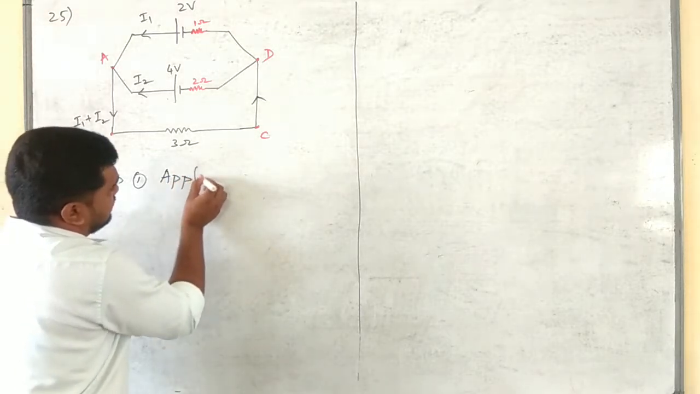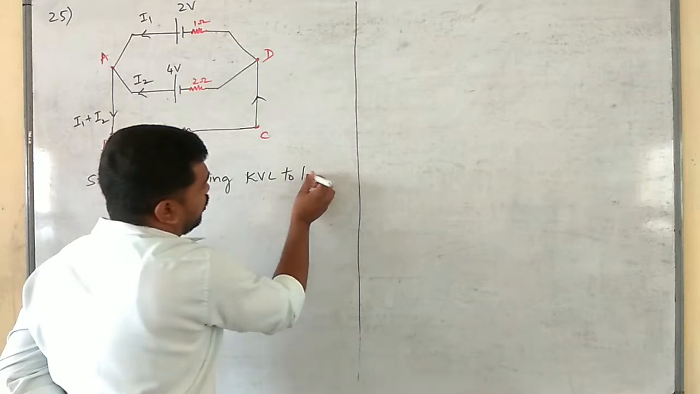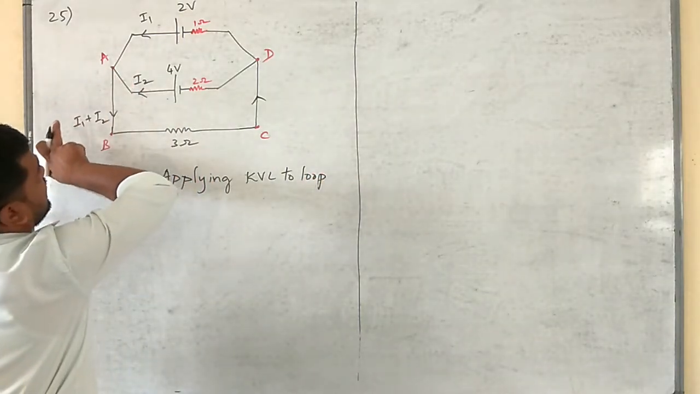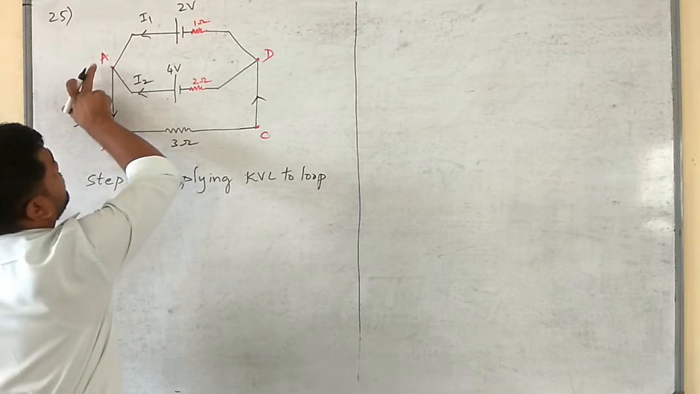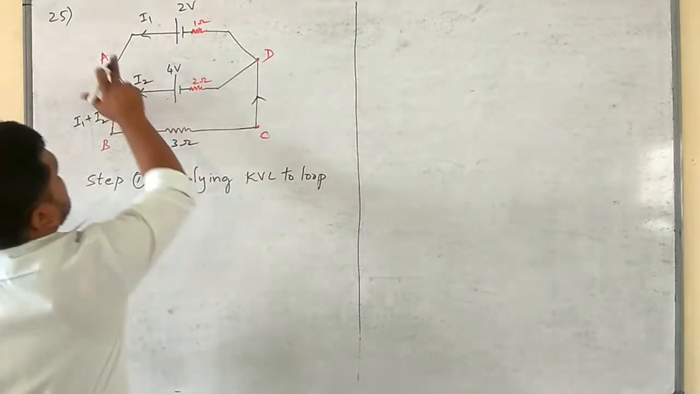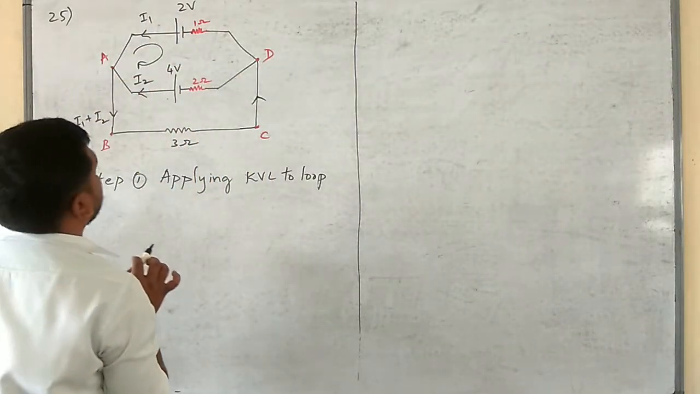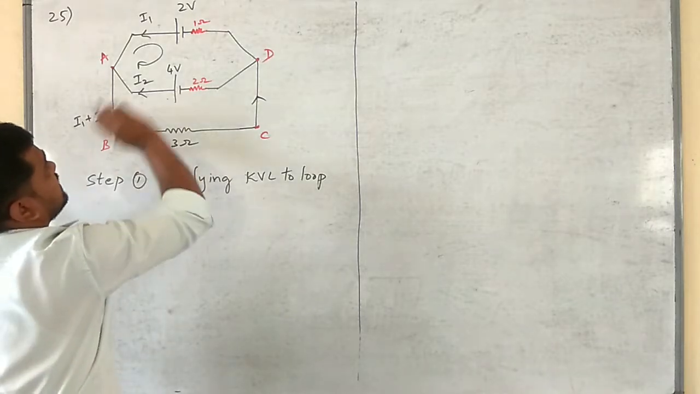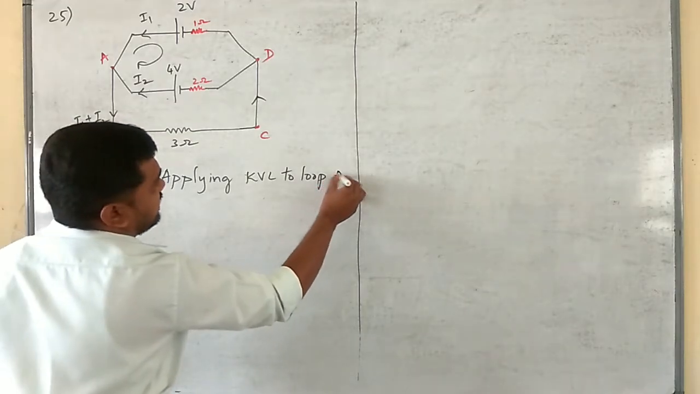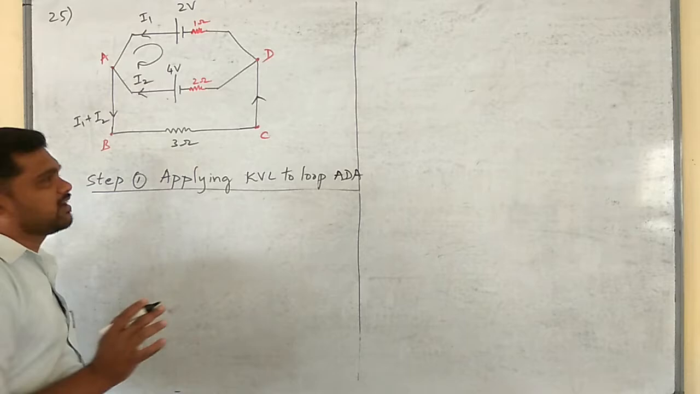applying KVL to loop. Which loop? First let us apply for this loop A, D, A. Okay, this is loop A, D, A. Otherwise, the loop ADA can also be called loop number 1.